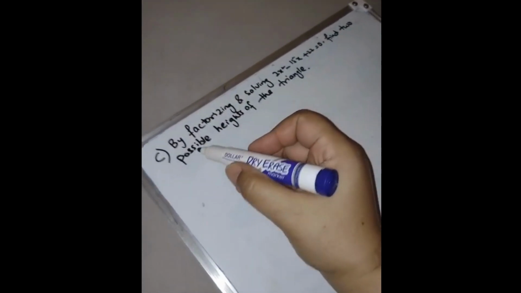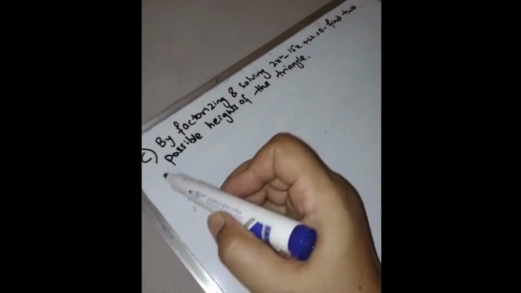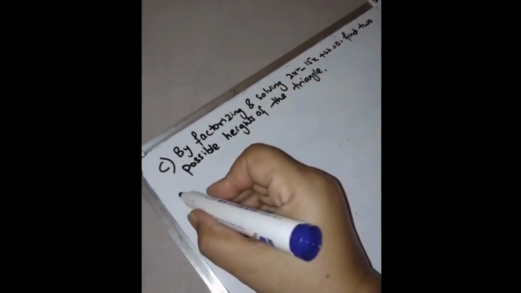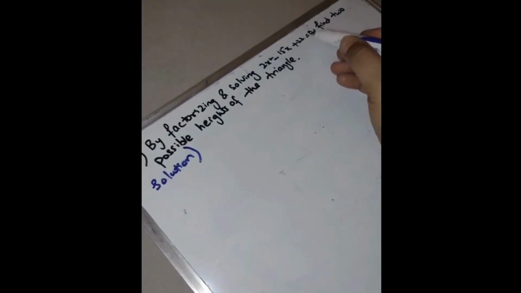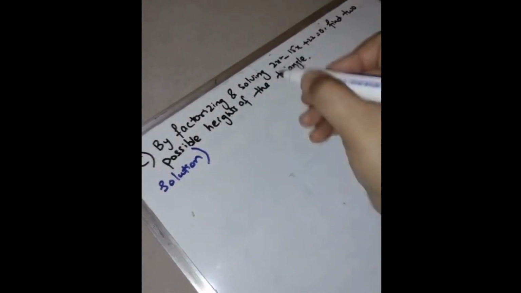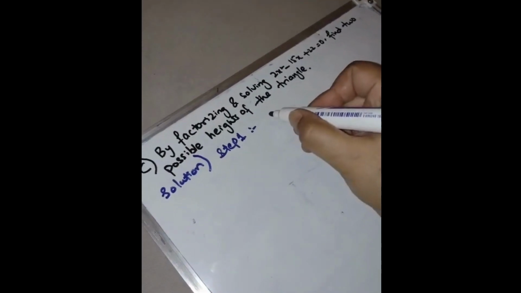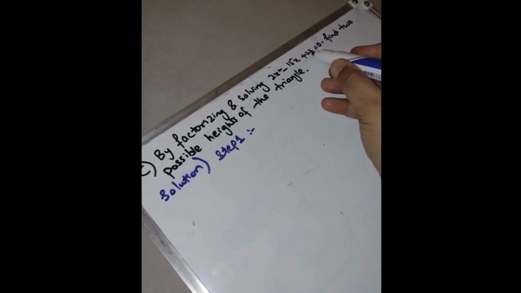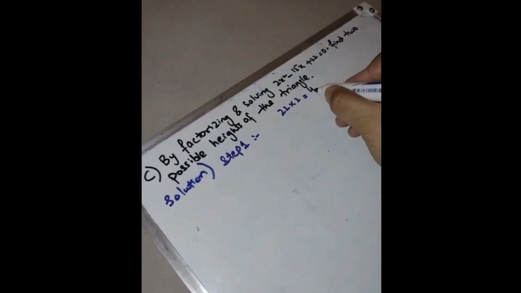Now in part C, by factorizing and solving 2x square minus 15x plus 22 equals to 0, find two possible heights of the triangle. So this is the quadratic equation. We will do it by breaking its middle term, and step 1 will be multiplying first and third coefficient. So it will become 22 times 2 is equals to 44.